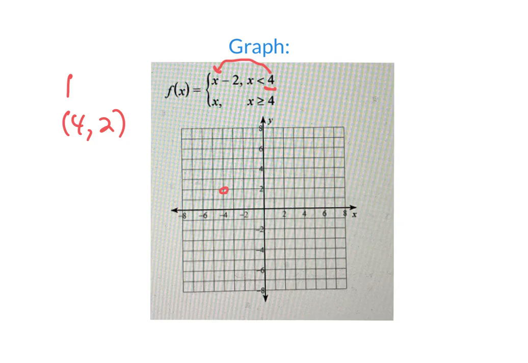Now, here's where it gets a little crazy. Just stay with me here. Because it says less than 4 is left of 4. Actually, I went to negative 4. I'm sorry about that.